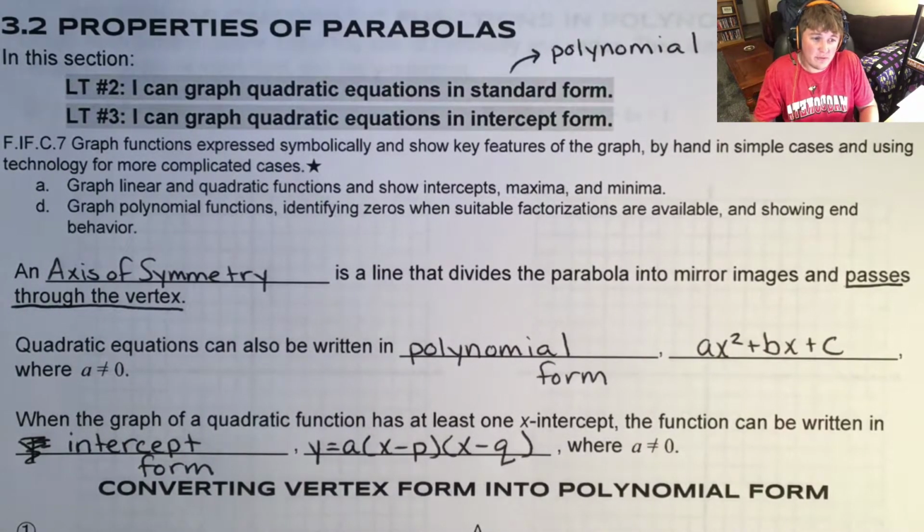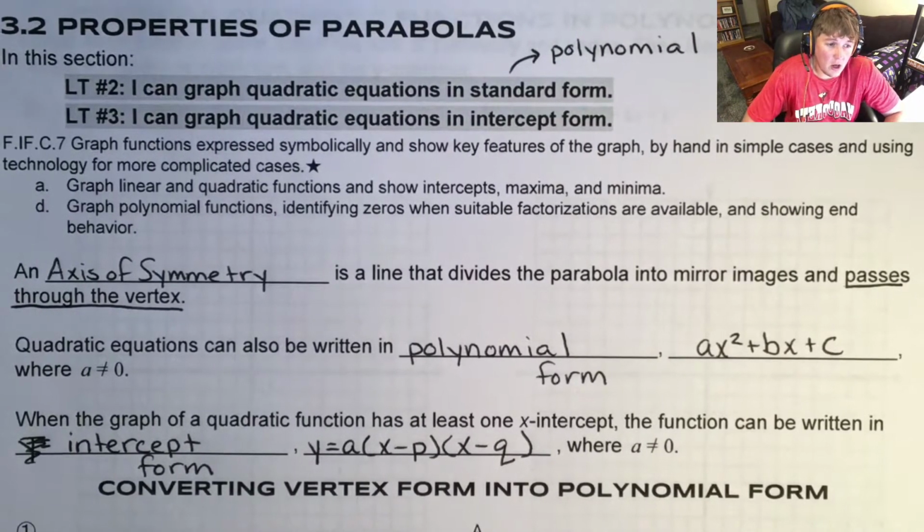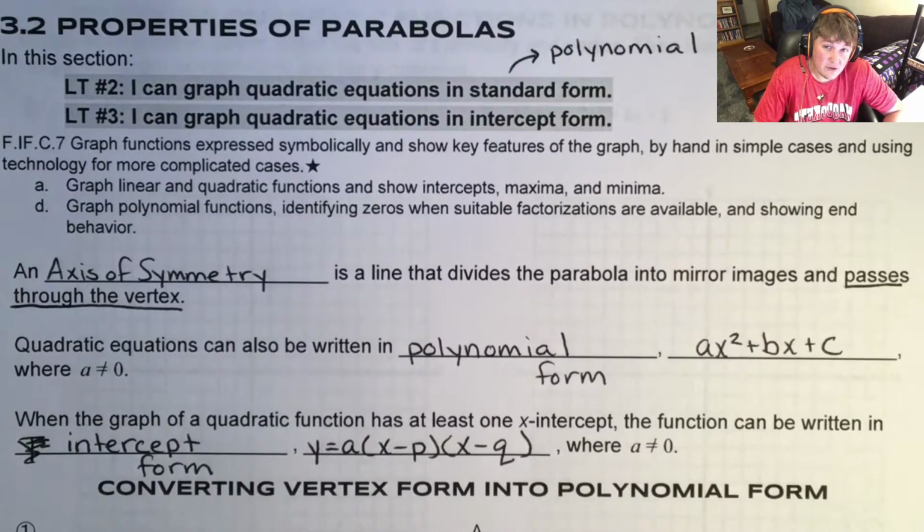The vertex, remember, is either the absolute highest point of our parabola if it's opening below, and it's the lowest point here if it's opening up. So you're going to need to know that the vertex is always, always, always on the axis of symmetry.